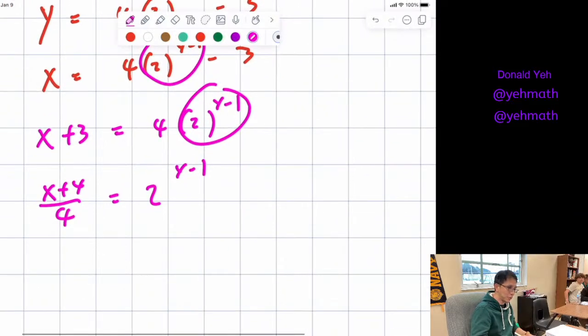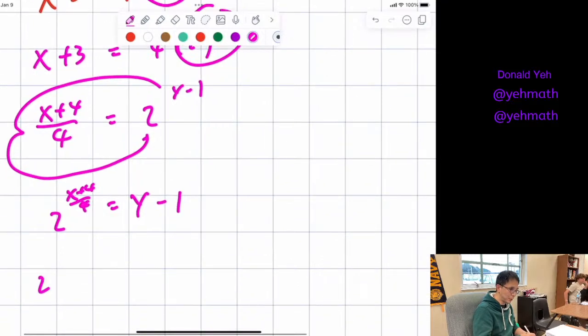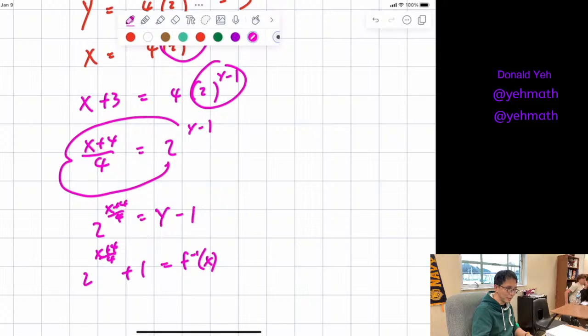Yes, you can. There's two ways. You can do it the hard way. So it'll be 2 to the x plus 4 over 4 equal to y minus 1. And it'll be 2 to the x plus 4 over 4 plus 1 is equal to the new inverse function.